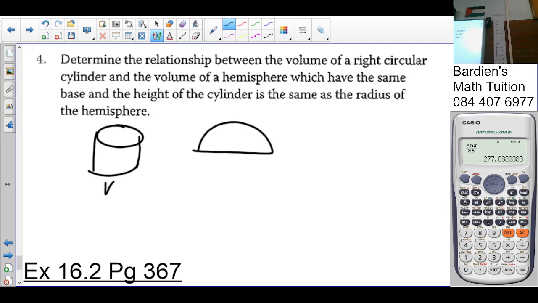So we compute the volume of the cylinder and the volume of the hemisphere. It has the same base, so the base of that and this here is the same. Same base, and the height of the cylinder is the same as the radius of the hemisphere. So that and that are the same.